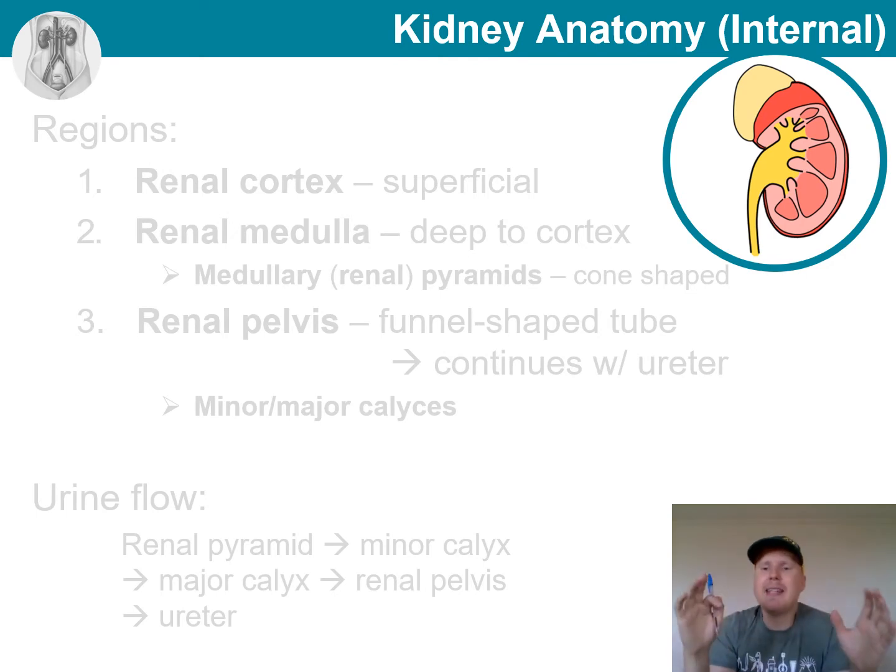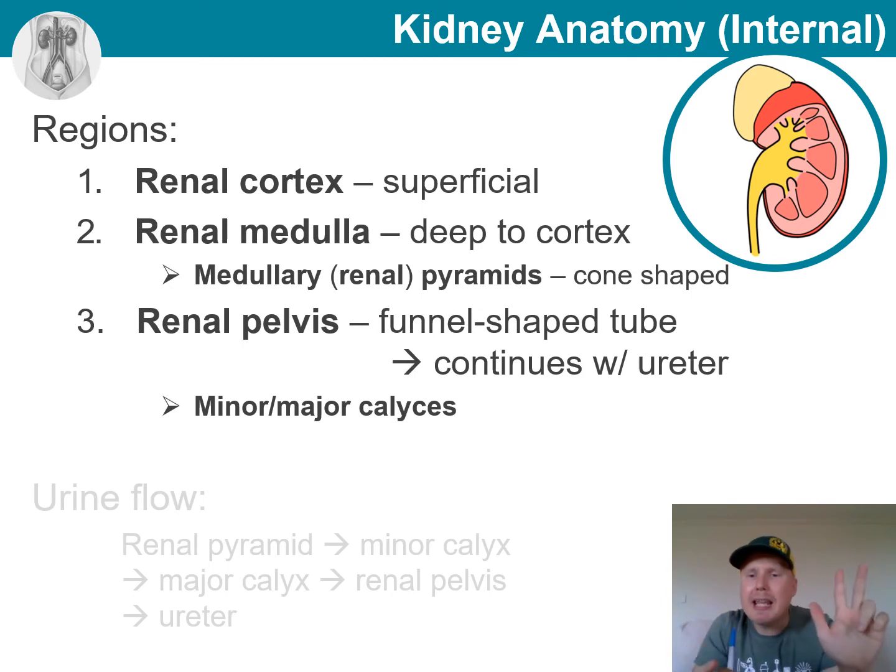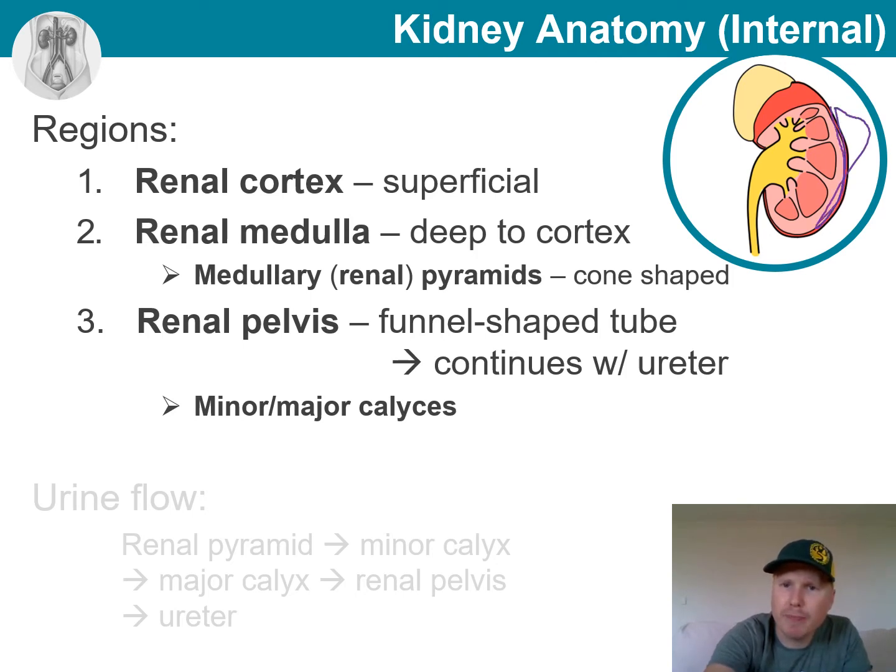Now, let's look at the internal anatomy of the kidney. There are three main regions that we will want to note. Cortex is this granular-appearing superficial region. Medulla then is deep to this and composed of cone-shaped medullary pyramids. These are sometimes also called renal pyramids, so don't let that confuse you if you see these terms being used interchangeably.